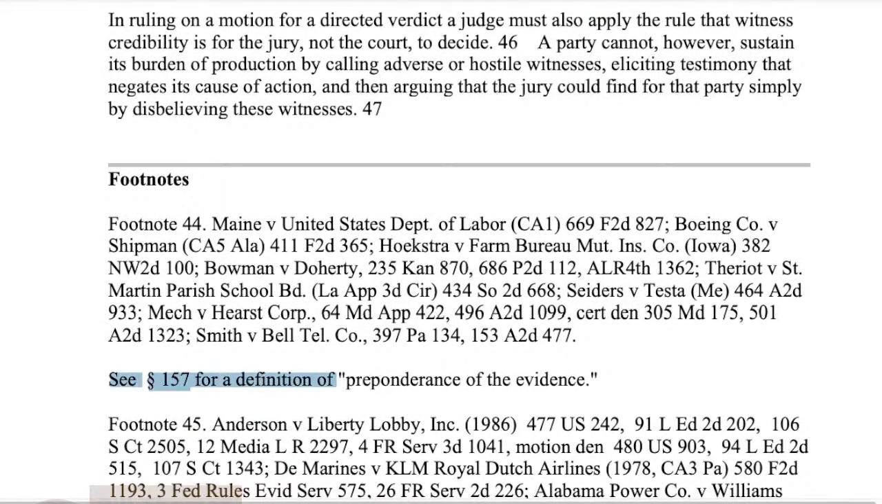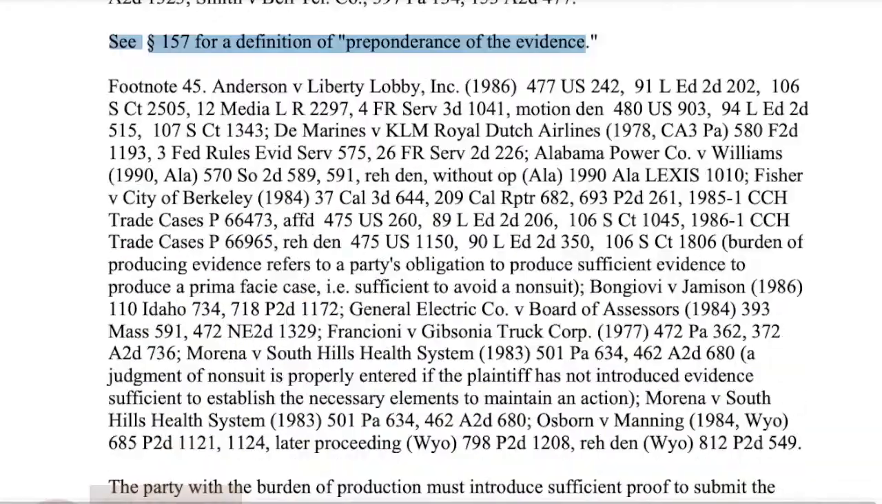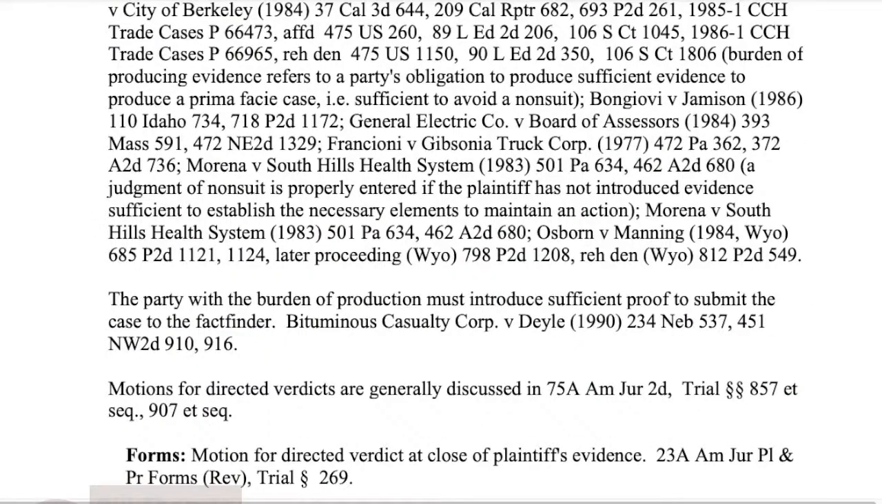We already went through section 157. We got our fine definitions of preponderance of evidence. The party with the burden of production must introduce sufficient proof to submit the case to the fact finder. And here we got motions for directed verdicts are generally discussed in 75 AmJur trial.